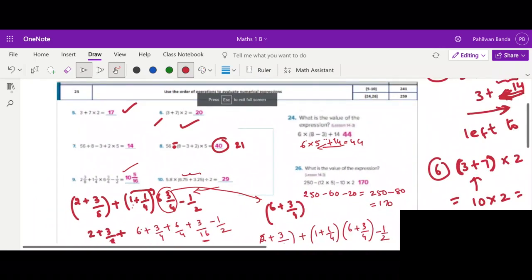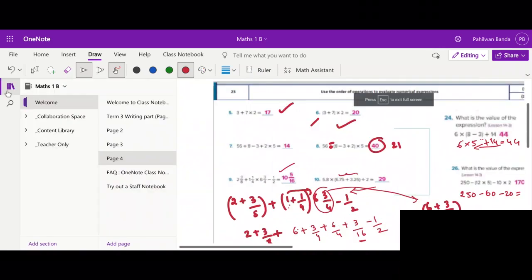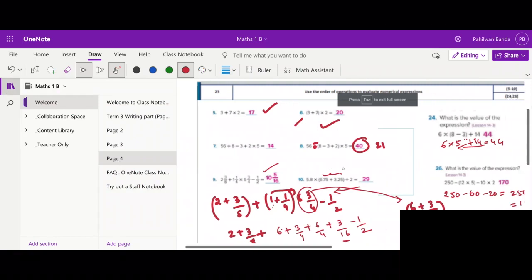Okay, now this is page 3. We'll do page 4 now. Okay, page 4. Okay, finish class.